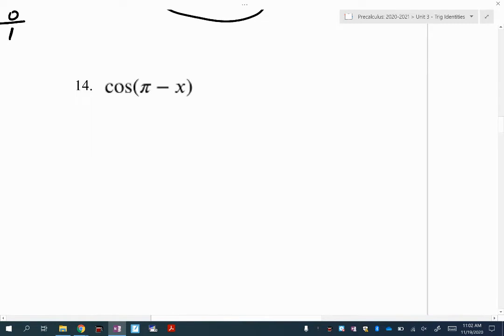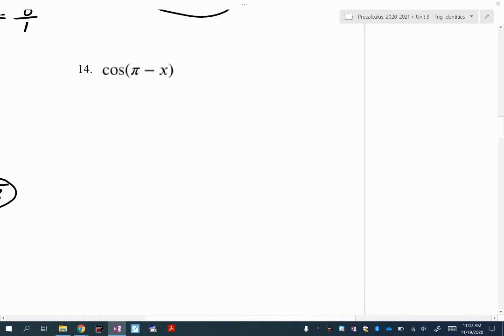The cosine of pi minus x. So when you have cosine with subtraction, you're going to write this as cosine of the first one times cosine of the second one. Change the sign to addition, the opposite sign, and then do sine of the first one times the sine of the second one.